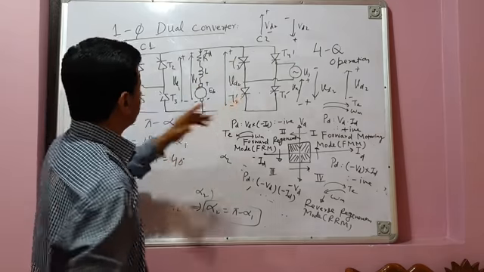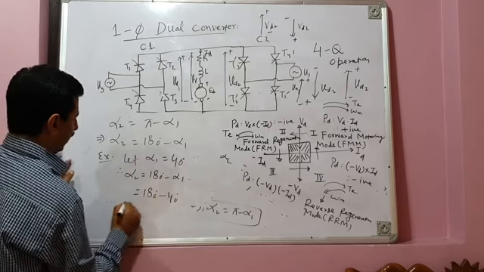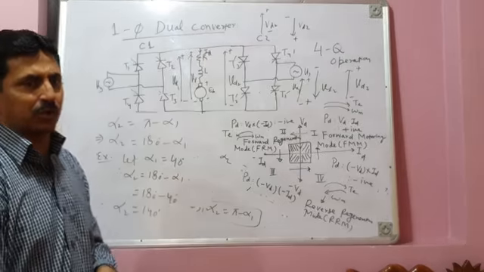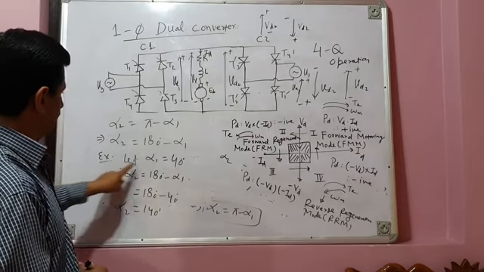Alpha 2 is equal to 180 degrees minus alpha 1. So that is equal to 180 degrees minus, what is alpha 1? Alpha 1 is 40. So therefore, alpha 2 is equal to 140 degrees. Since alpha 2 is greater than 90 degrees, that means our converter 2 is operating in the inversion mode of operation. Delay angle of converter 1 is 40 degrees.